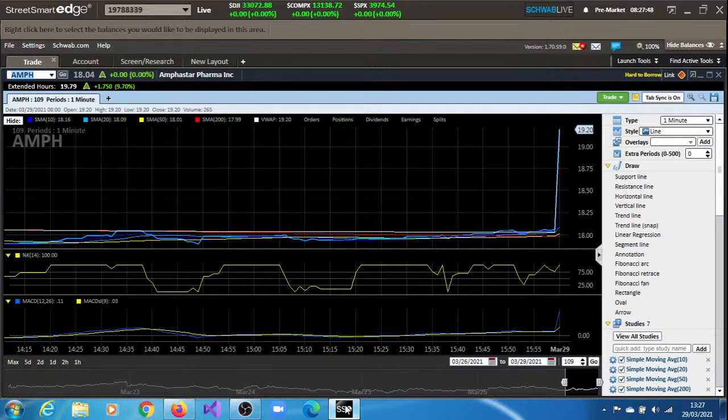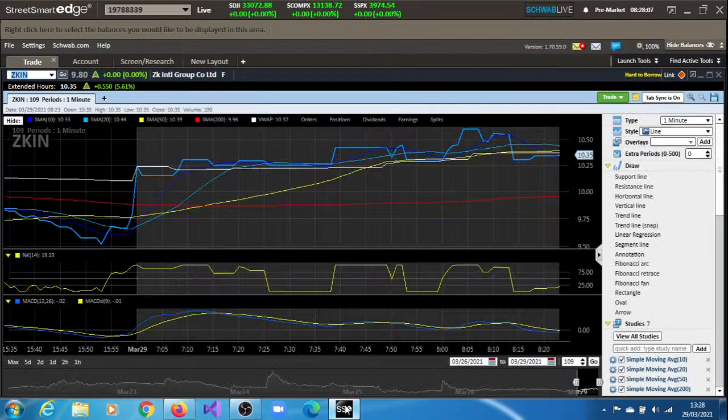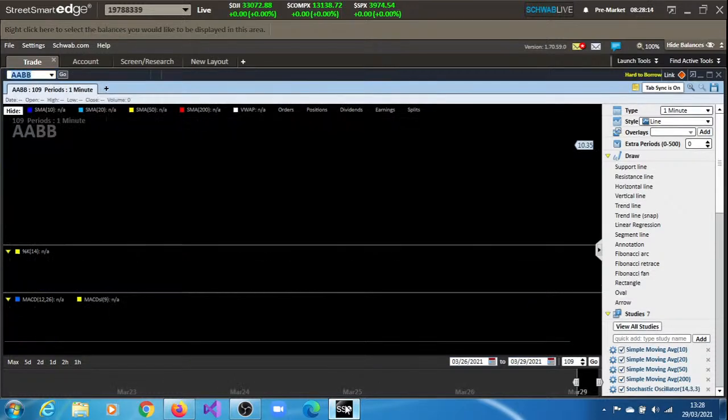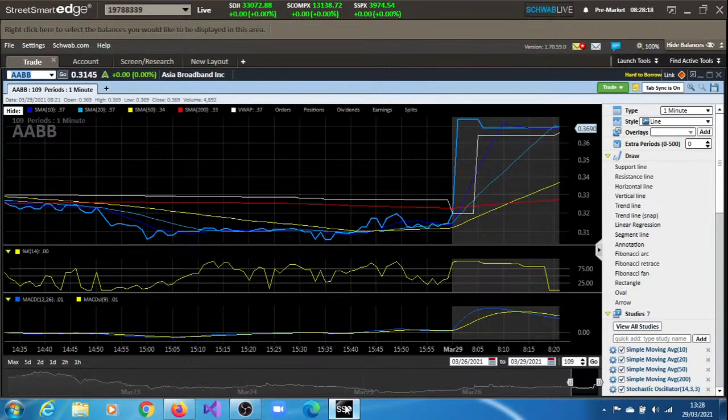Faster Bio Inc. is up 9.7% at the moment. So we don't have any pre-market graphics, but it's up roughly 10% right now. ZK International Group up 5.61%. Asia Broadband is also, yes, up in the pre-market session. We can see it closed the session of the 26th at 0.3145, but currently has extended to 0.3690 at the moment. Momentum is quite flat, and the MACD is also below the signal line and pointing quite bearish at the moment.